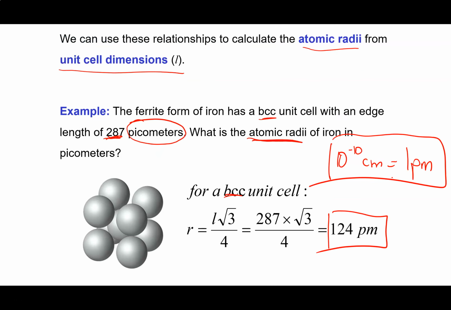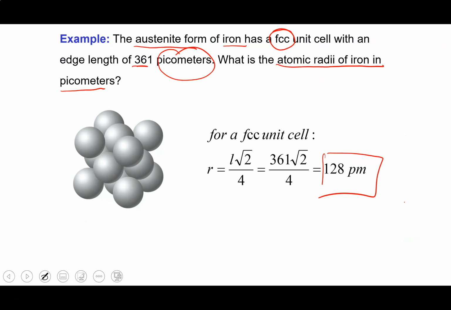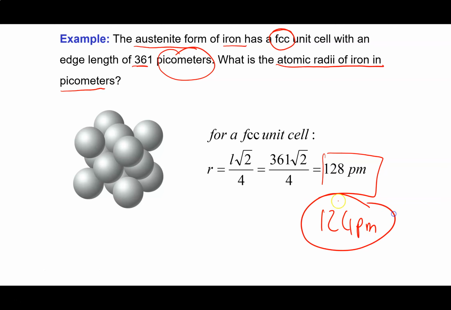128 picometers is slightly different from what we saw before, right? We saw 124 picometers for the alternate form, and in the austenite form we get 128 picometers. So what you see is that the radius of an atom is a little bit fuzzy. It depends on what its bonding is. That's going to affect the radius a small amount, just a couple of percent in this case.